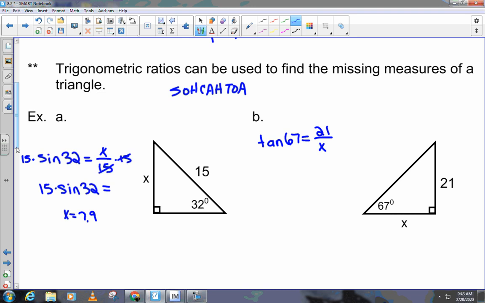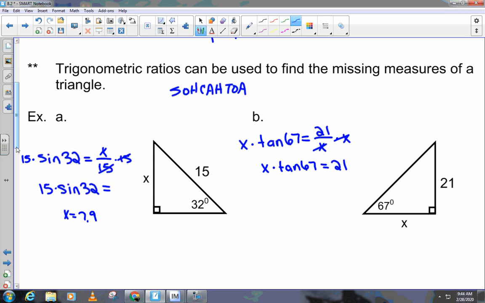Now we have a bit of an issue with this one because the variable is in the denominator. You can't solve for a variable if it's in the denominator. So it's like getting rid of a fraction. You blow it up, okay? And so to blow it up, I multiply both sides by that denominator, okay? And then they cancel. So that ends up being x times the tangent of 67 equals 21.